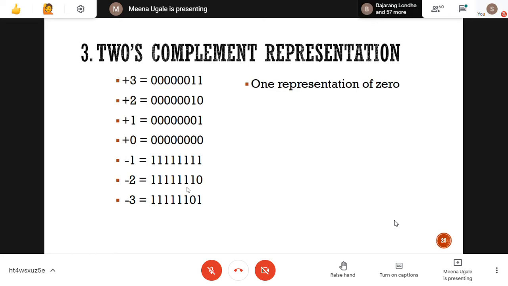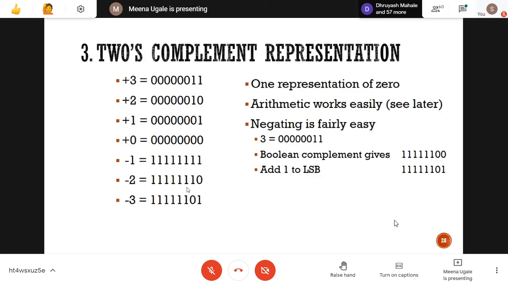What are the advantages of this? Only one representation for 0 is needed. Arithmetic works very easily. You will find it later also. Normally for subtraction operations, 2's complement arithmetic is giving the best result and you can find out the values in very less time. Even your arithmetic circuit works fast with 2's complement arithmetic. And negating is quite easy, fairly easy. Just need to find out first 1's complement, add 1 to LSB, it will give you 2's complement of that particular number. Got it? How to go for 2's complement?